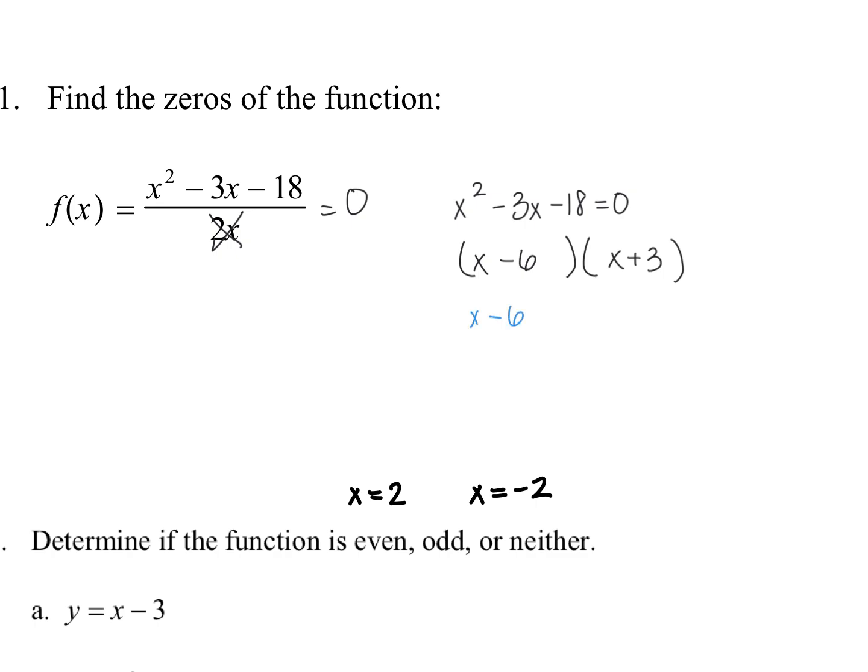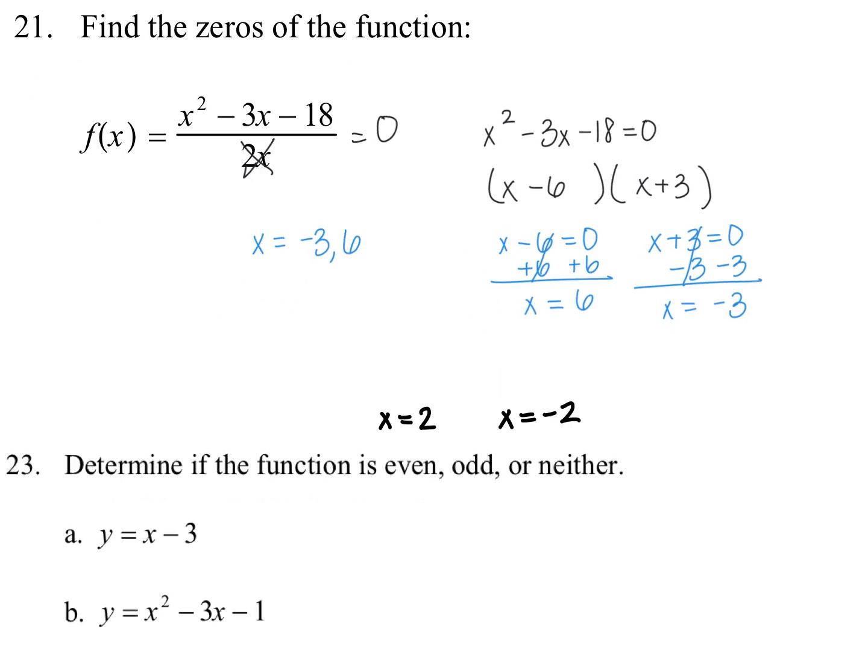And doing the same thing. X minus 6 equals 0. X plus 3 equals 0. Adding 6 to both sides, x equals 6. Subtracting 3 from both sides, x equals -3. And my answers are going to be x equals -3 and 6.